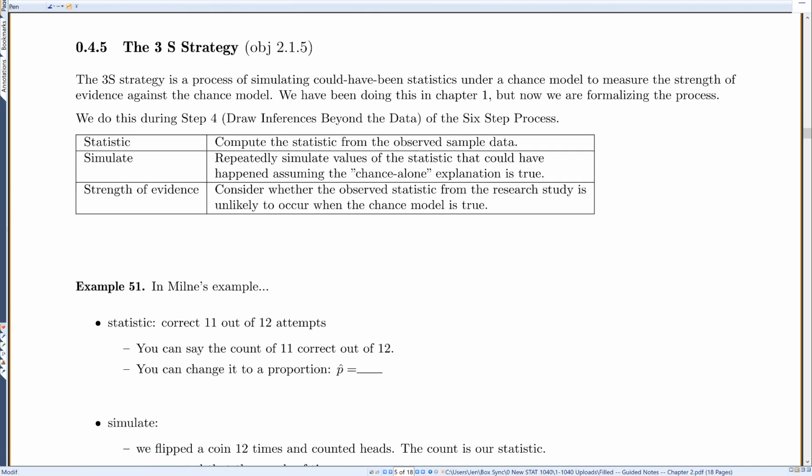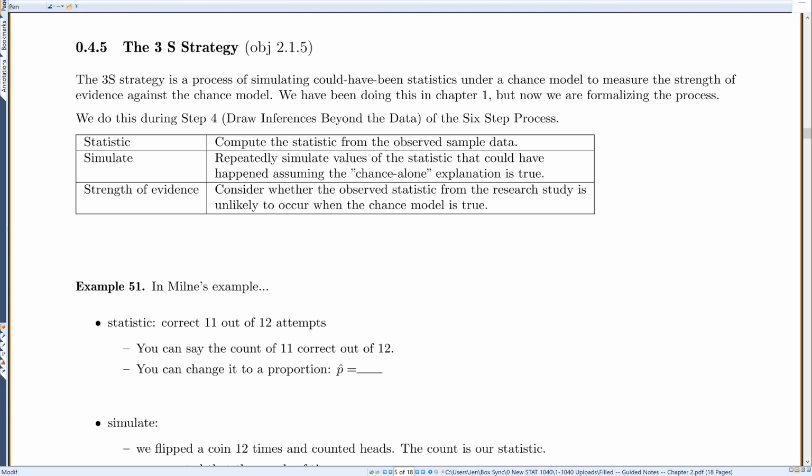So our textbook has this process, and they call it the 3S strategy. They formalized what we've been doing into a very formal process. Okay. So they call it statistic, simulate, and strength of evidence. Oh, and we do this during step 4, the draw inferences beyond the data of the 6-step process. So it's just like one more chunk we put in the middle of step 4. So for the statistic, we'll compute the statistic from the observed sample data. Okay. Then we'll simulate. So we repeatedly simulate values of the statistic that could have happened, assuming the by chance or chance alone explanation is true.